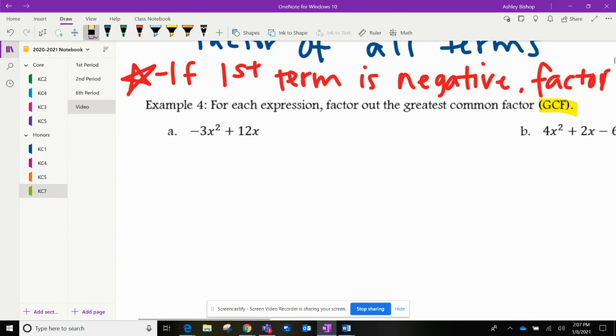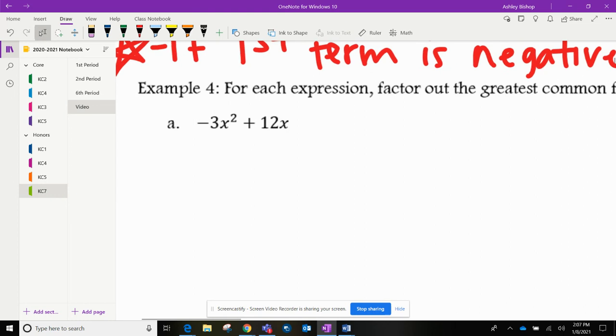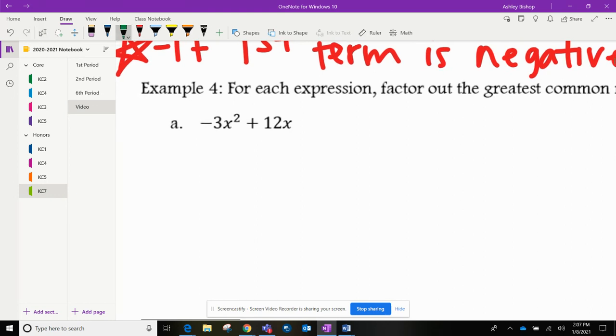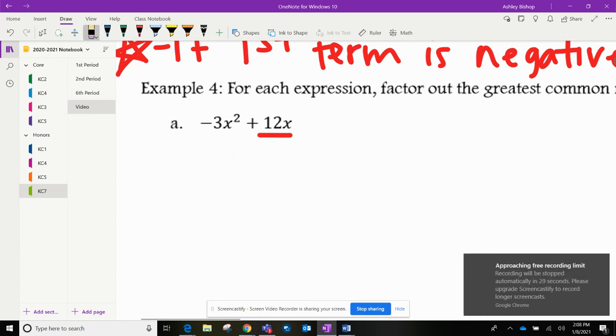So I have simplifying to do. I want to see if I can find a greatest common factor, if I can divide both of these numbers by the same number to make them smaller. For instance, I can't take negative 3 and divide it by 4 and get a nice number. Although I can take 12 and divide it by 4 and get a nice number, it needs to be the same. So what happens? Ooh, I'm almost out of time.